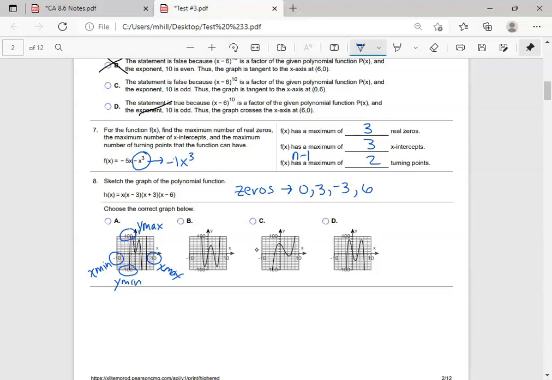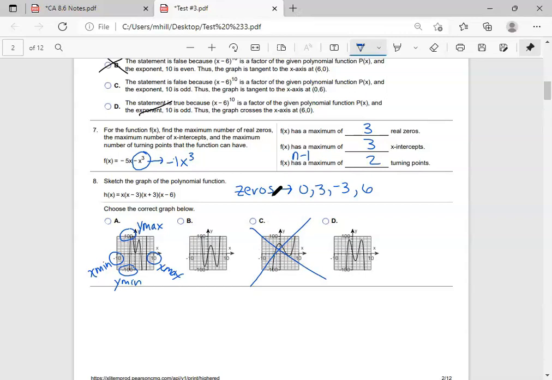But this looks like 6, 3, 0, -3. That one maybe is it. This one is -3, 0, 3, and 6. So that's not going to help us a bunch. This one looks like -3. Does it cross at 0? It doesn't touch at 0. It's not this one. I know that because it has to go through -3, 0, 3, and 6. So that helped me get one of them.